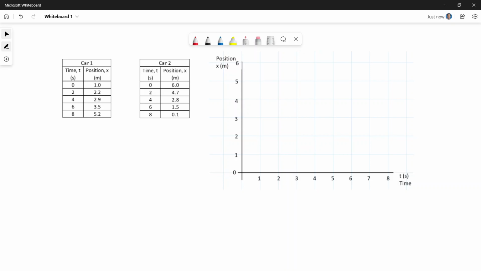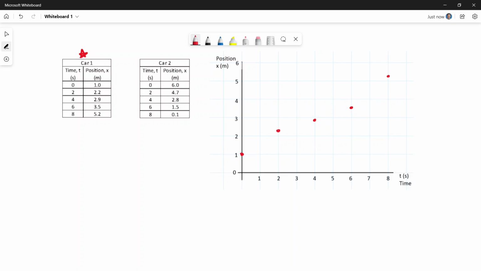So let's start with our first car. We'll do the first car in red, and we're just going to plot the points on our graph. At time 0, the car is located at 1 meter. At 2, we're at 2.2, so I'm going to estimate somewhere right around here. At 4 seconds, we're at 2.9, so just under 3. At 6, we're at 3.5, halfway between 3 and 4. And at 8, we're at 5.2. So we'll go up to 5.2 right around here.